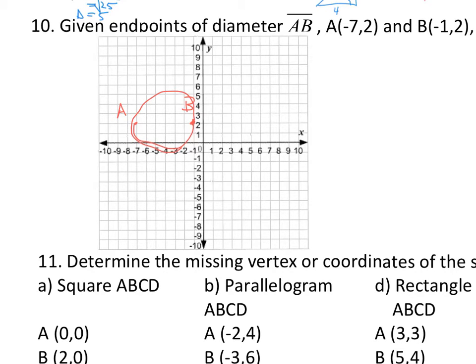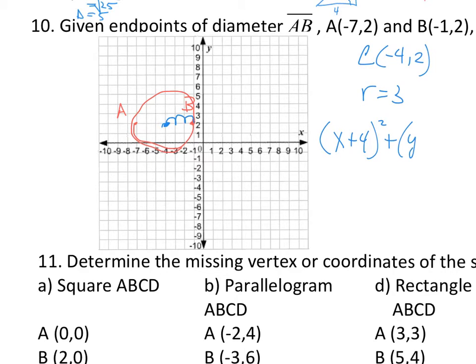The center of the circle would have to be the midpoint of A and B. That midpoint is going to be, and I could just visually draw that in there, at -4, 2. So -4, 2 is the midpoint of A and B. That's the average of those 2 points. The radius, I could just count that radius to be a radius of 3. So with that information, center -4, 2 and radius 3, my equation is going to be, switching signs, x plus 4 squared plus y minus 2 squared equals 9.